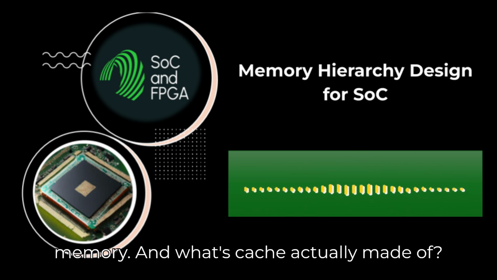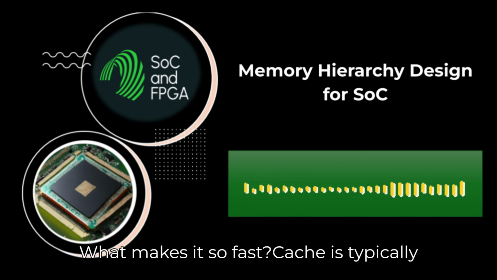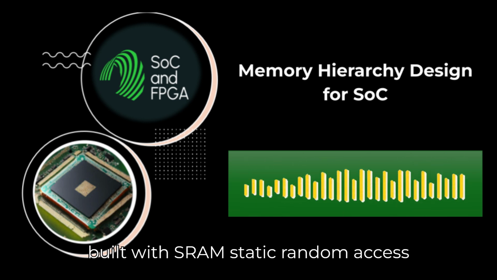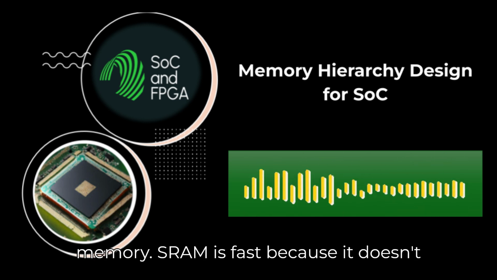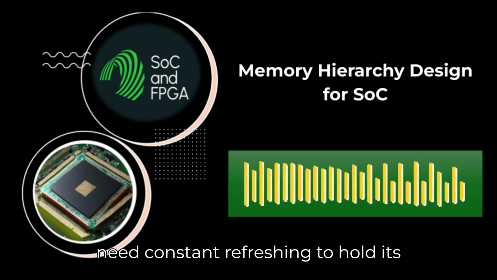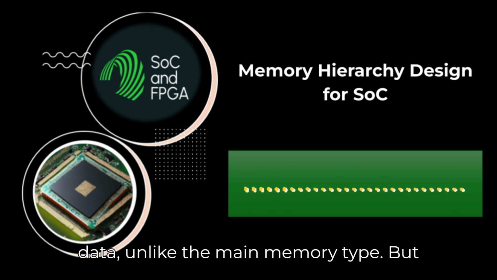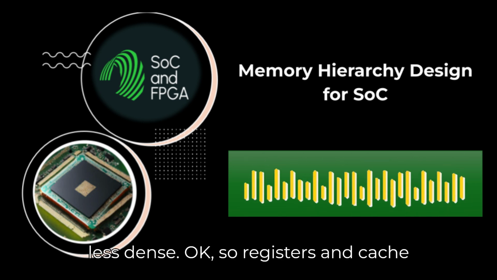And what's cache actually made of? What makes it so fast? Cache is typically built with SRAM, static random access memory. SRAM is fast because it doesn't need constant refreshing to hold its data, unlike the main memory type. But that also makes it more expensive and less dense.